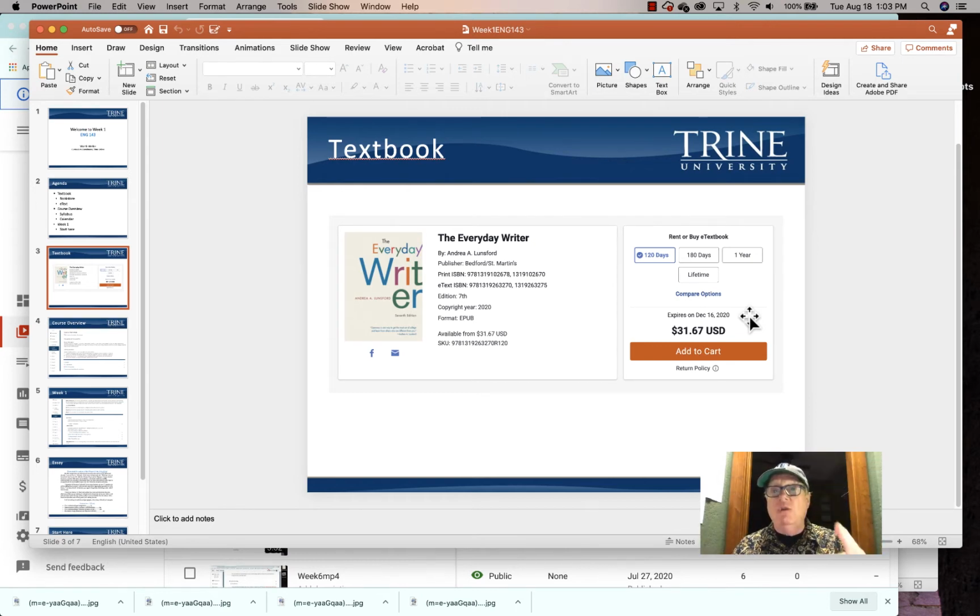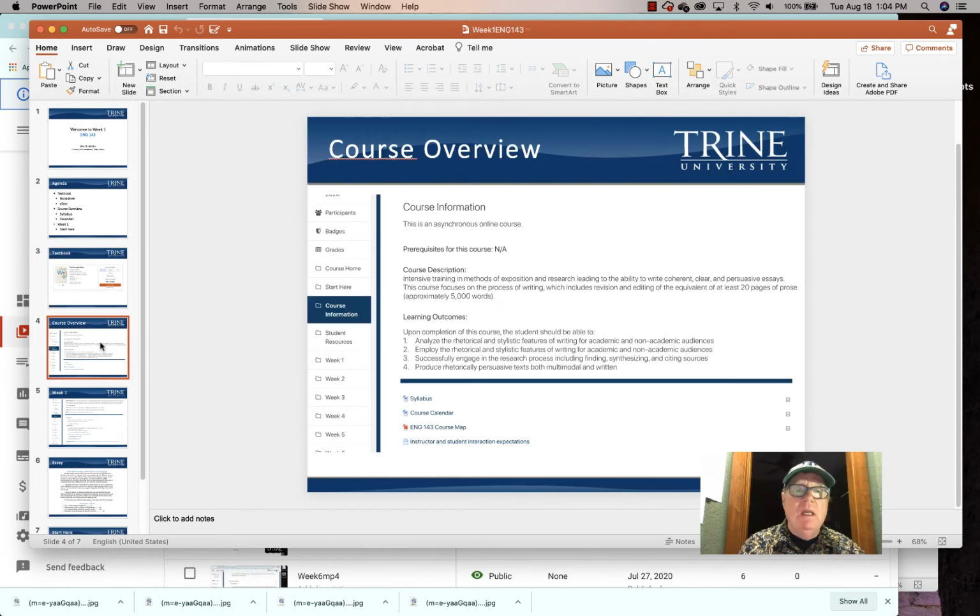So once again, two choices: go to the bookstore, get the hard copy, all right, or go online, go to the syllabus, click on the link that I provide there near the top of the syllabus. It takes you directly to the publisher. You'll see what you see here, right? You can add it to your cart, you pay for it, and then it'll open up as an ebook on your computer, okay, or your phone, right, or your laptop, or your iPad. Okay, that's the textbook.